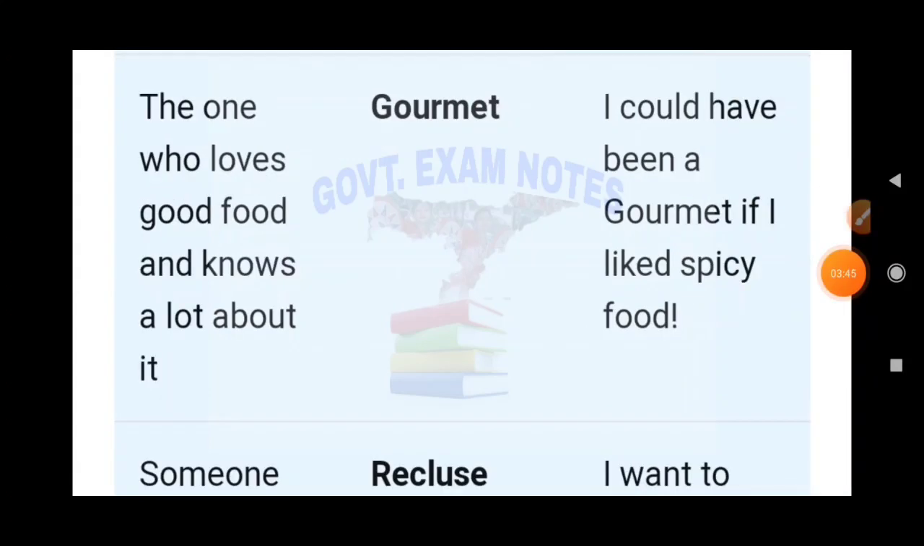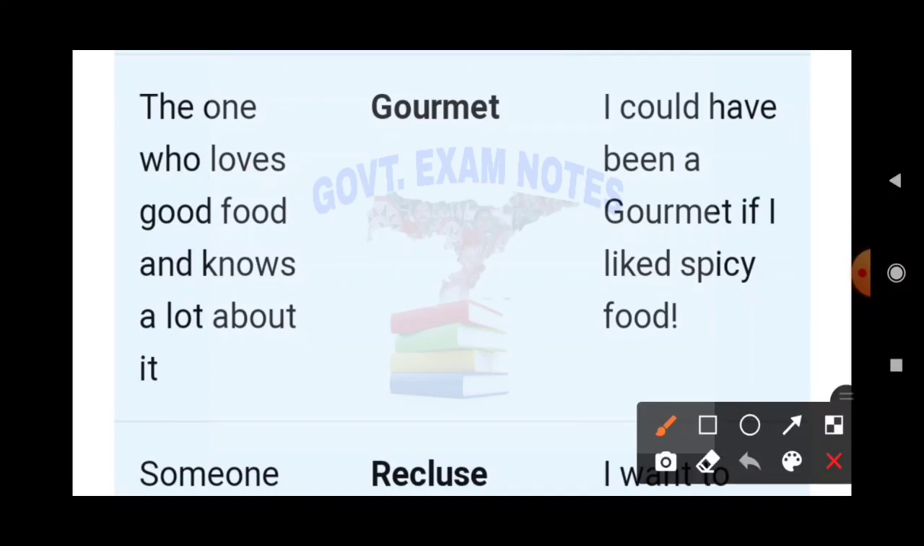Next important is the one who loves good food and knows a lot about it. So that is called gourmet. Gourmet is the word to show the man who loves good food and also knows a lot about it. And simply the one who loves good food only will be called gourmand. In the last class we got that word gourmand, the one who loves good food. And if additionally he knows a lot about it, he will be called gourmet.